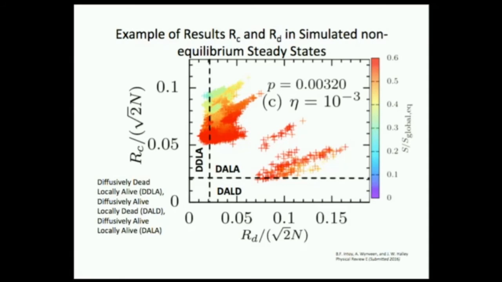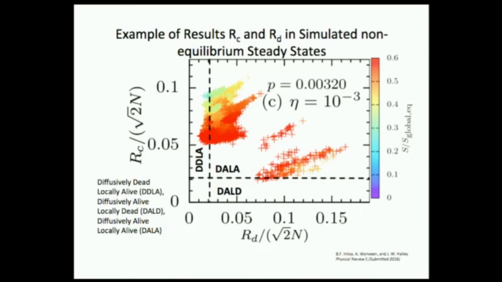So now with the scatter plot, we can start labeling these steady states depending on how far they are from either being diffusively or chemically equilibrated. If the system is close to its diffusively equilibrated point, or far away from its chemically equilibrated point, we call it diffusively dead, locally alive.